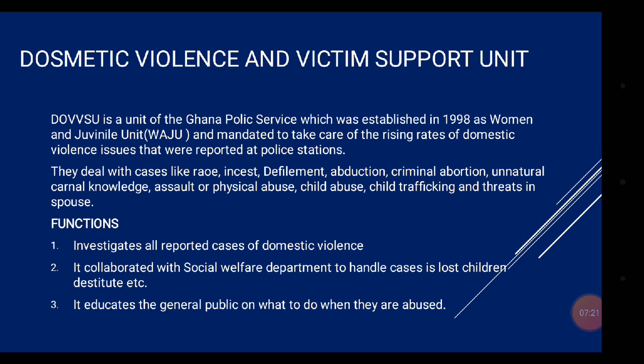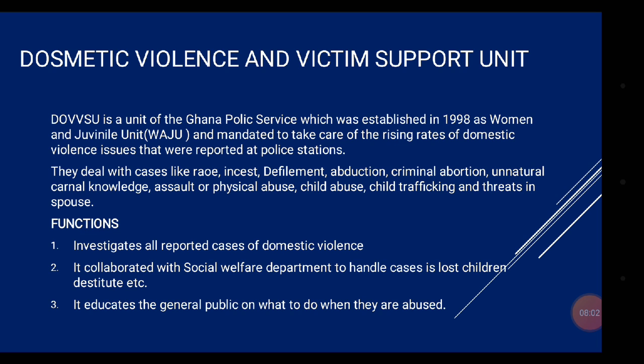In those days, it was observed that there were so many issues regarding domestic violence. This husband has beat the wife, that mother has put the child's hand in fire, and all that. That is, all these forms of violence and abuses that were going on at people's homes were being reported at police stations, and this was diverting the police attention to such jobs instead of concentrating on criminal activities and protecting the populace. And so the DOVSU, or the WAJU, was formed to take care of such issues. Later on, WAJU was changed to DOVSU, that is Domestic Violence and Victim Support Unit.